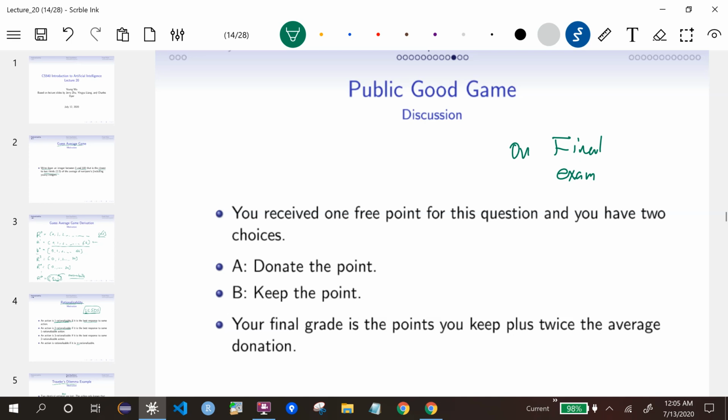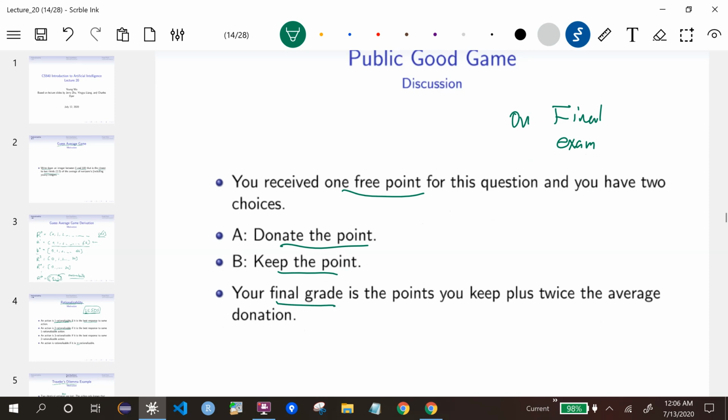The question is basically, you will receive 1 free point, but you can either donate the point or you can keep the point. If you donate the point, then I will actually double your donation and then add that donation back to everyone's final score. So here, the final grade is the number of points you keep, so you can either keep 0 or 1, plus twice the average donation.